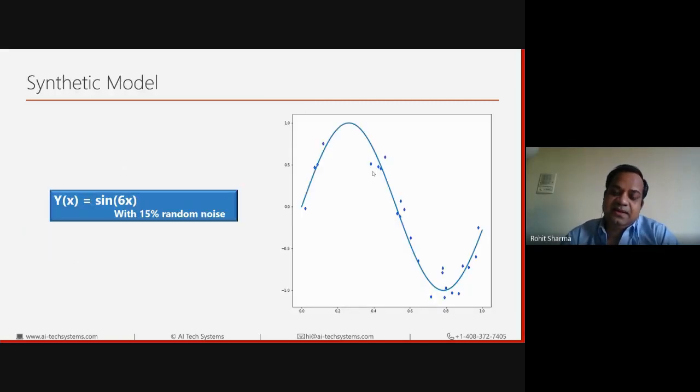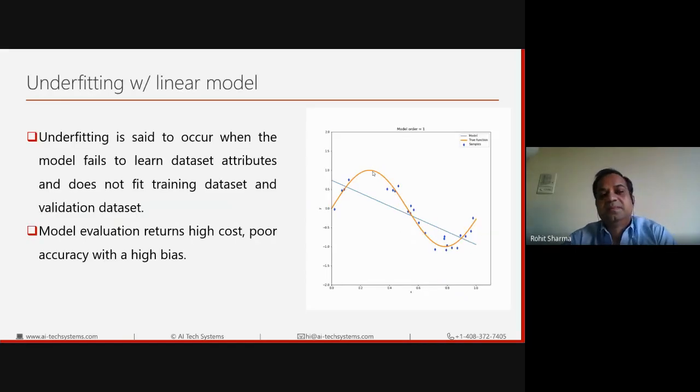So that's that. And with this graph, I'm going to explain three important problems that show up while creating or debugging your machine learning or deep learning algorithms. So the first one is underfitting. And what I'm trying to show here is underfitting with a linear model.